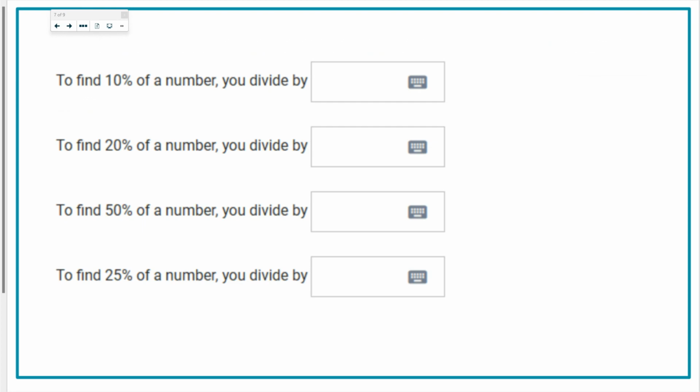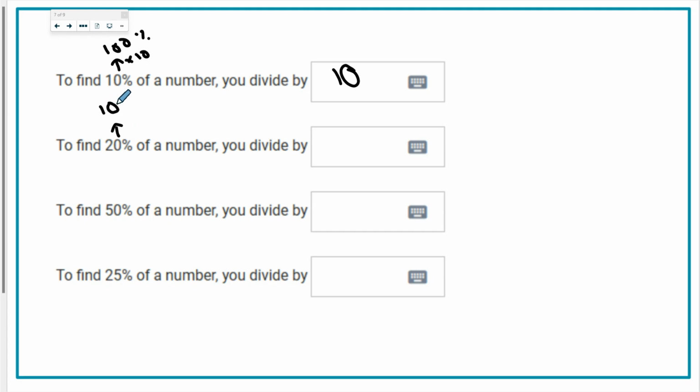All right, to find 10% of a number, what do you divide by? First, we need to think about how many tens make 100. And that is times 10. So 100 divided by 10 would give you 10%. So we would have to divide by 10. Because again, 10 tens make 100. All right, how do we go now?